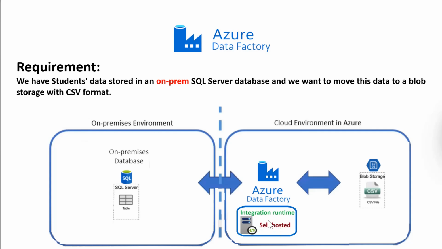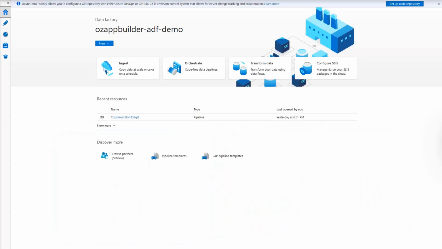We're done with this part. You can do the same requirement as an exercise using, if I go back to ADF, the copy activity in a pipeline. So by clicking this Orchestrate, try to do the same thing.